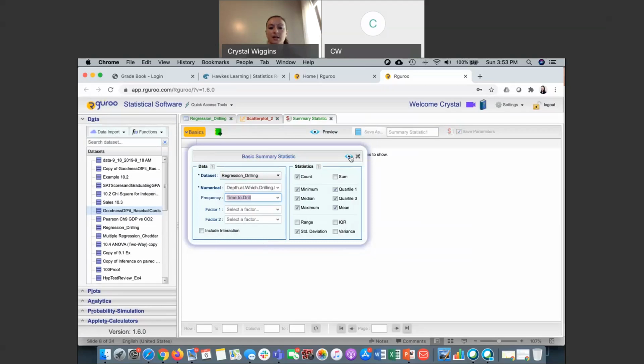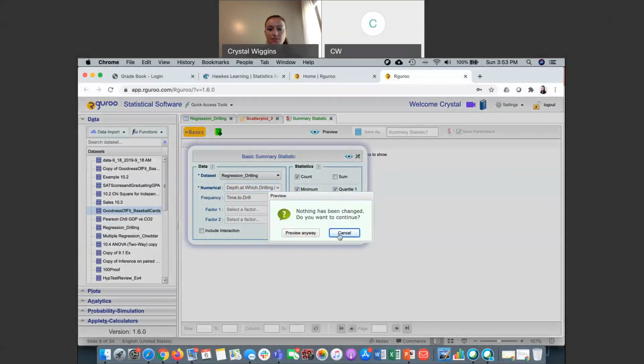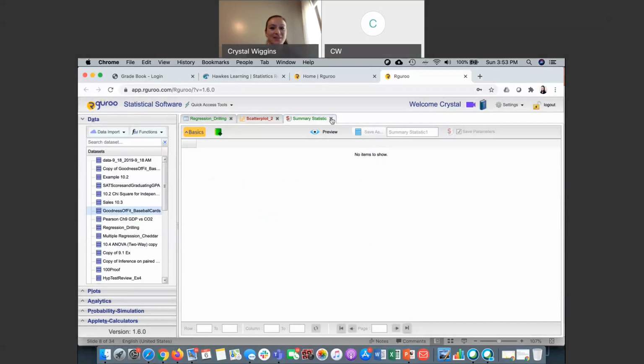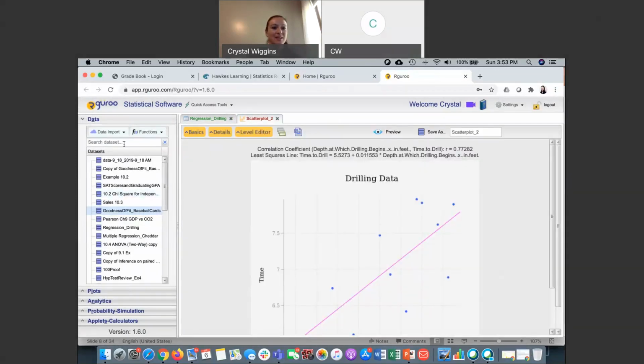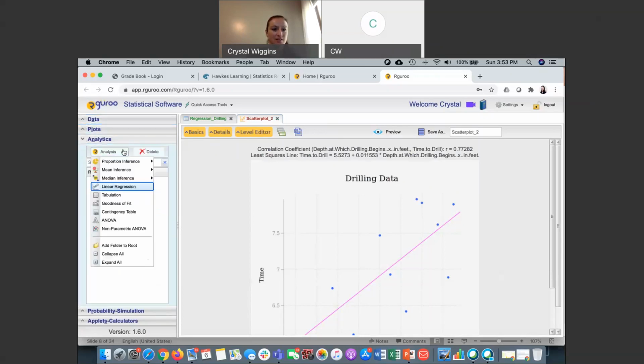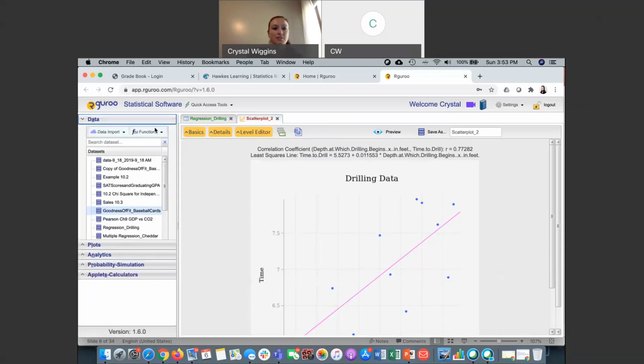And let's see our, you know what? What's my error? Nothing has changed. Do you want to continue? Wait, let's preview anyway. Okay, so it's apparently not working today. I will figure out why it's not working, but that's how we would get our mean and our median and all of that good stuff, by using that, because I don't think there's one under the analysis for just some basic summary. No, it's under the data. So let me try it one more time, but maybe I should leave the other ones blank.